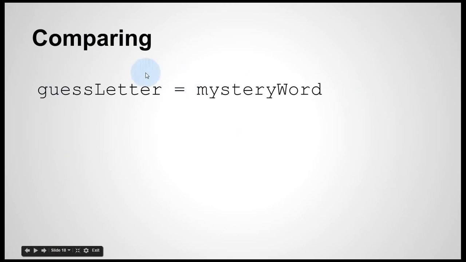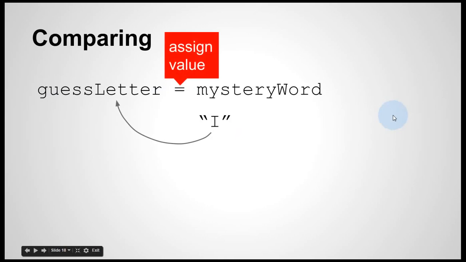We cannot use the equal operator anymore because it's already used for assigning value, if you remember from our last video. So basically, when the computer reads this line, it's going to try to find the value of the mystery word, which basically is the string I, and it's going to assign or set that value to the guest letter variable here.